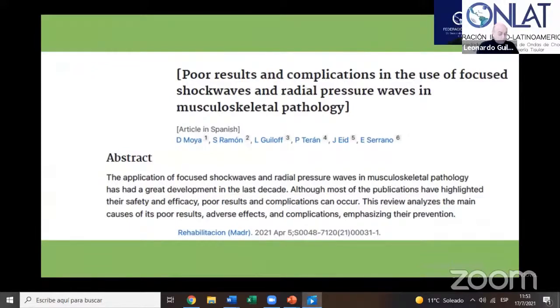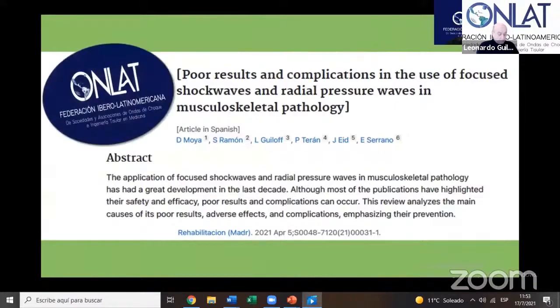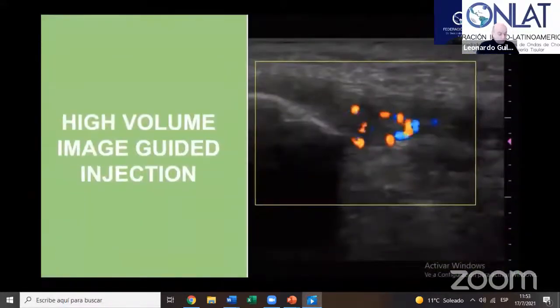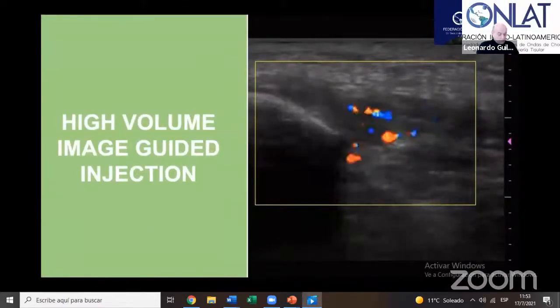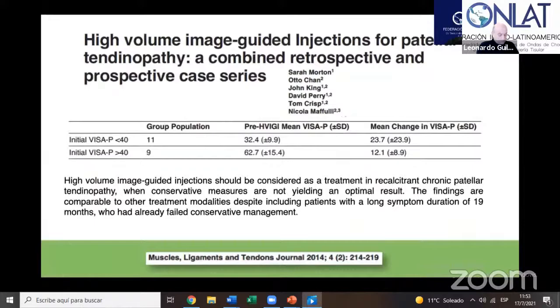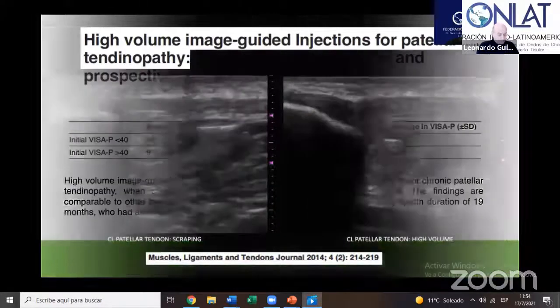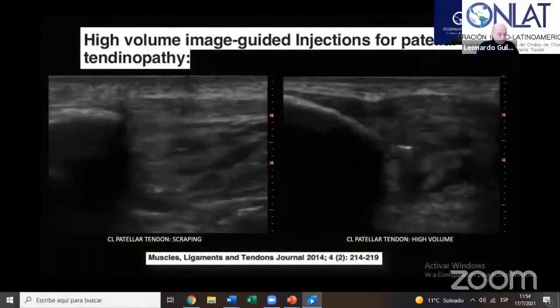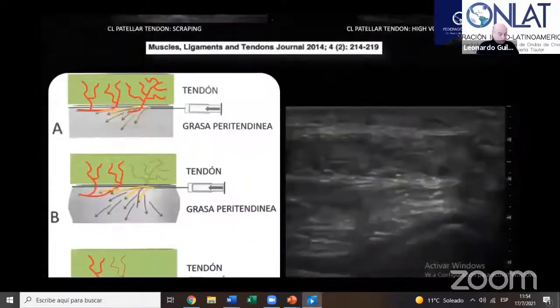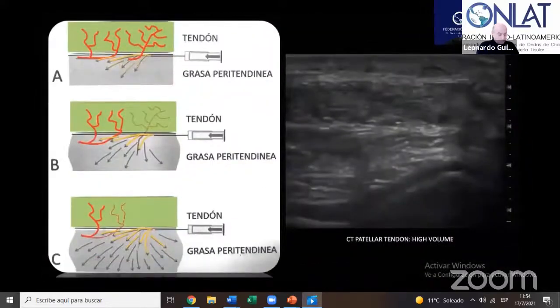We have worked together, after the application of shock waves, with high volume image-guided injection, which has been shown to be a complementary method to improve the function and pathology of chronic patellar tendinopathy. Some examples of this technique are in these little videos. The objective is to dissect the space between the tendon and Hoffa's fat, eliminating the pathological blood vessels.